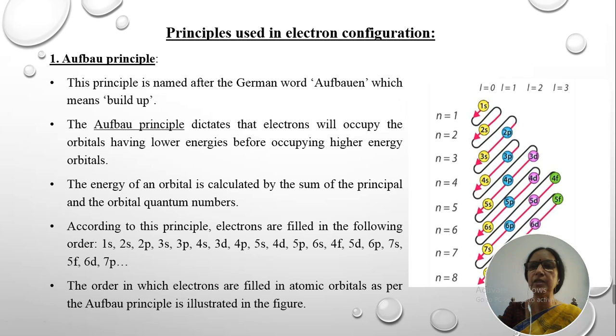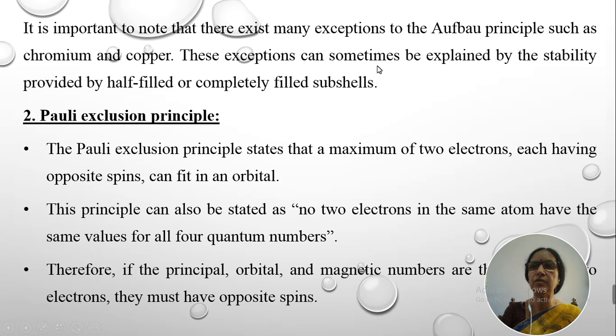So especially the chromium and copper, I'll discuss at the end of this video. I will show you how it is going to deviate because of its stability. Now you see, because of the stability provided by half filled or completely filled subshells, these chromium and copper are slightly deviating from the Aufbau principle. Okay, so another principle we use in writing the electronic configuration is Pauli's exclusion principle.